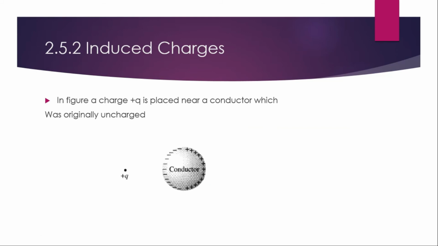In a figure, a charge plus q is placed near a conductor which was originally uncharged. If you take this plus q charge near a conductor which was originally uncharged, then this positive charge q attracts all the electrons towards itself, and therefore on the near side of the plus charge q, negative charge is induced, and on the further side the deficiency of the electron, due to deficiency of the electron, positive charge is created. So such kind of charge is called the induced charge.